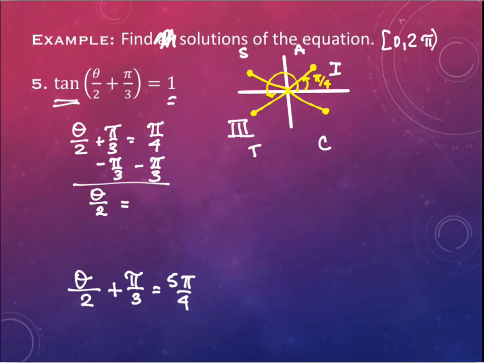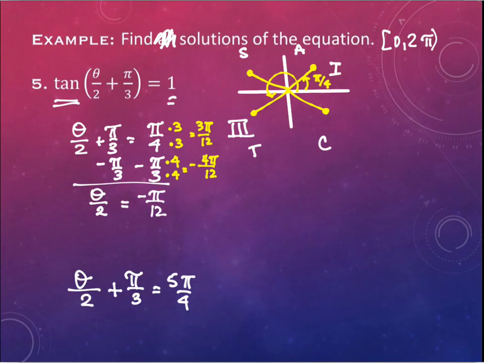I have to have a common denominator. What will the denominator that's in common be? 12. So I'm going to multiply the first one by 3 and the second one by 4. This is 3 pi over 12 minus 4 pi over 12. And what is 3 pi over 12 minus 4 pi over 12? Yep, negative pi over 12. So now I'm at negative pi over 12.